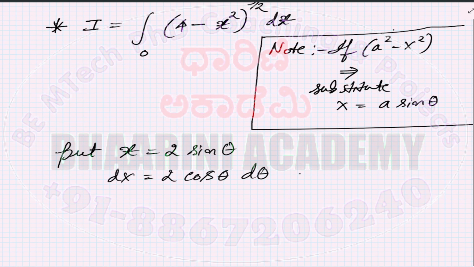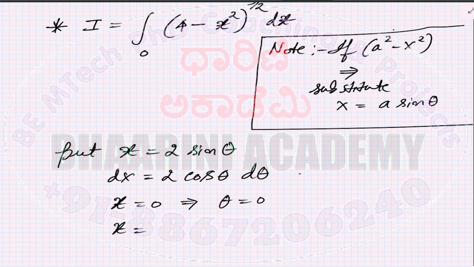Okay, now since I'm substituting, replacing x by theta, I need to find out what the limits are as well. So I have the minimum, lower limit, x equal to 0. X equal to 0 implies I need to find out what theta is. Theta is equal to sine inverse of x by 2. So x is 0, so sine inverse of 0 becomes equal to 0. So that means theta is equal to 0.